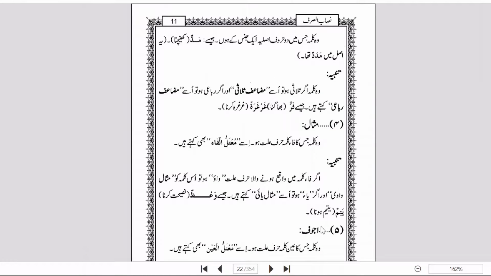The third type is known as mudaf. Mudaf is a word which has the same 2 letters in the word. For example, maddun. Maddun means to stretch, to pull. This originally was madadun, but because the 2 dal were merged, it became maddun. So originally there are 2 dal, letters of the same type used more than once. This is why this word is known as mudaf.